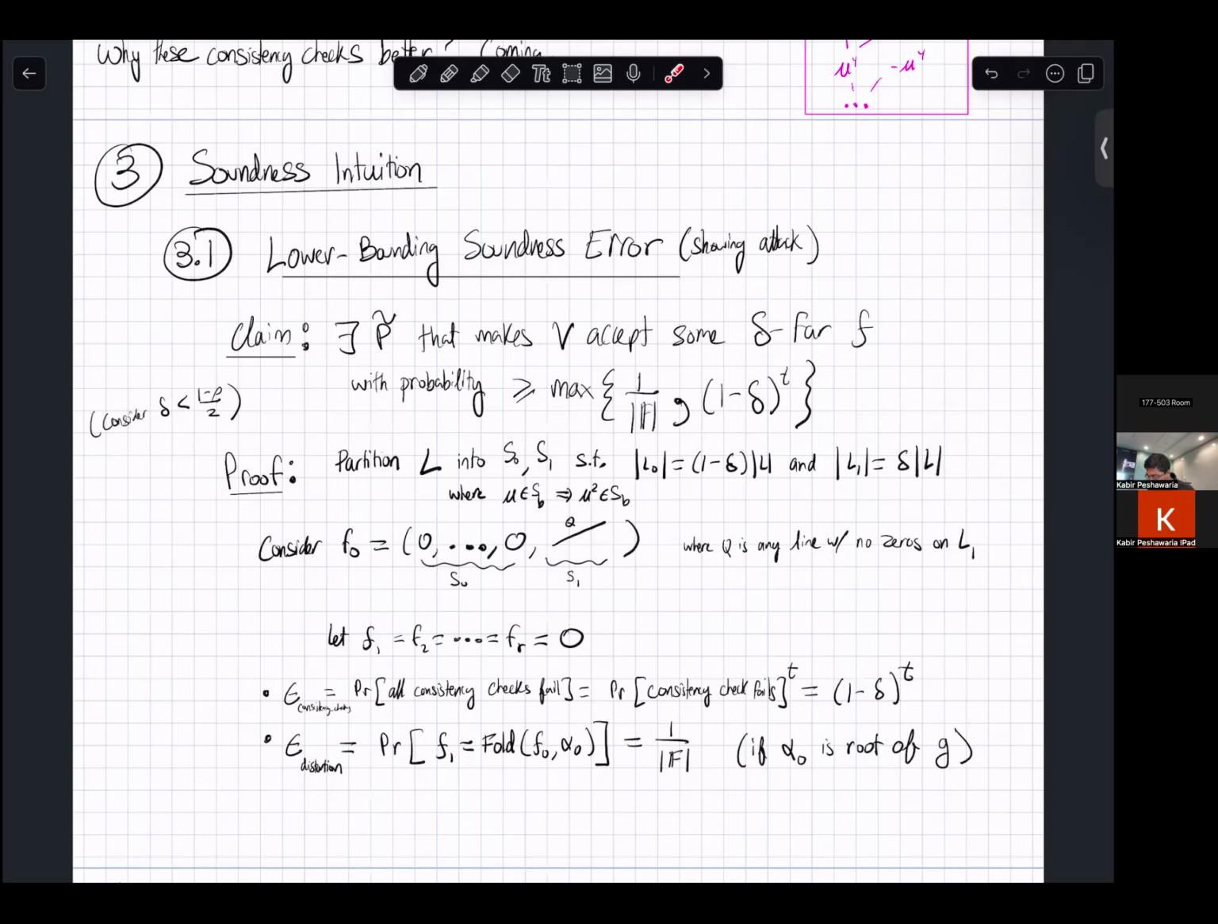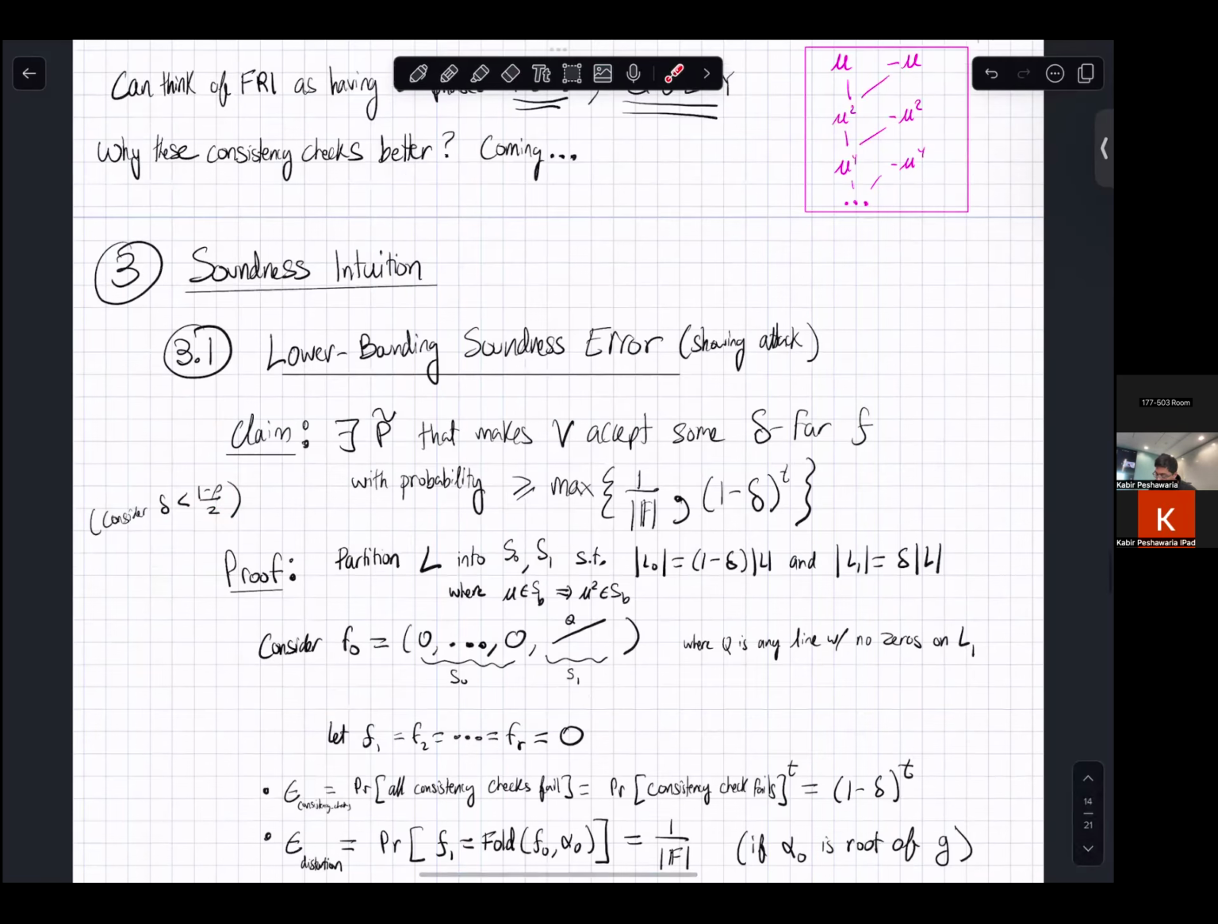Okay, so let's consider a simpler case where delta is less than 1 minus rho over 2. This is sometimes called a unique decoding radius. What is rho? Rho is the rate of the Reed-Solomon code. Anyways, all you really need to know is that if delta is less than 1 minus rho over 2, then that means that there's a unique code word that I'm closest to.